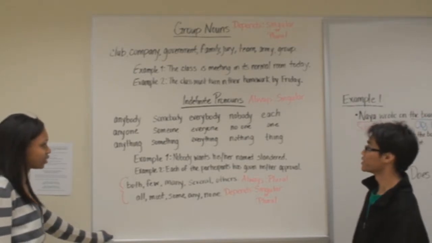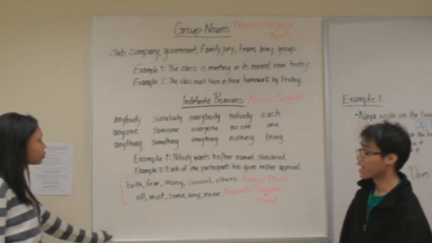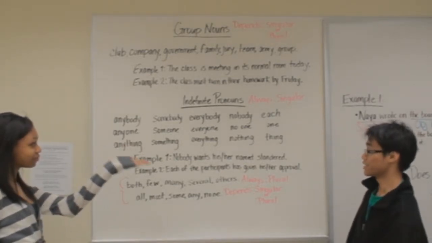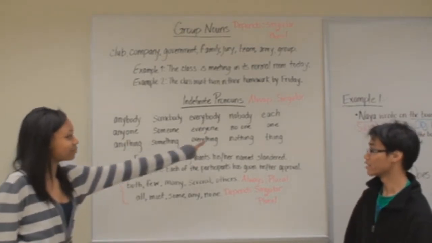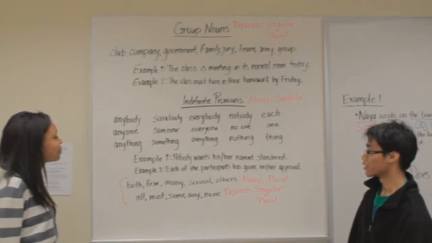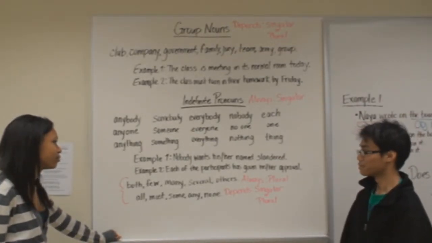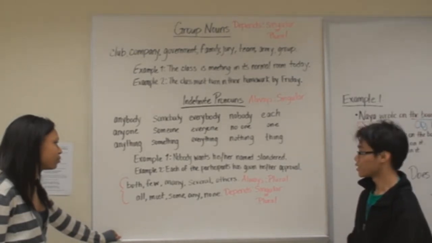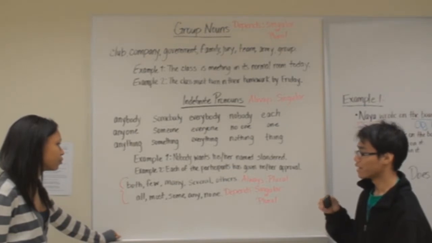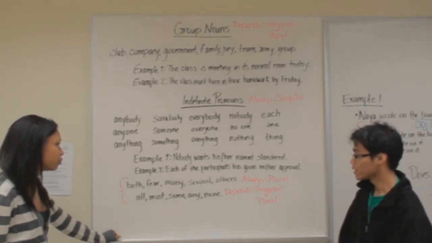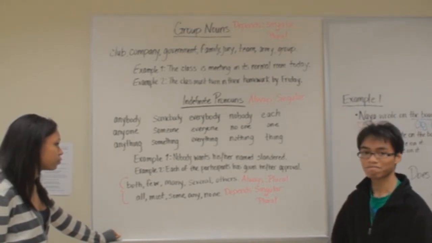Indefinite pronouns are always singular. Some common indefinite pronouns are anybody, somebody, everybody, nobody, each, anyone, someone, everyone, no one, one, anything, something, everything, nothing. For example, no one wants his or her name slandered. His or her is referring to that each person does not want their name slandered. And then example 2, each of the participants has given his or her approval. And again, same reason.